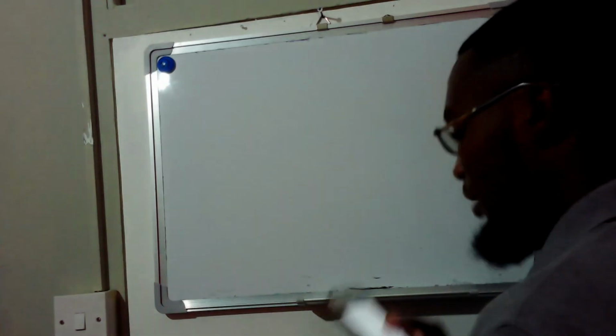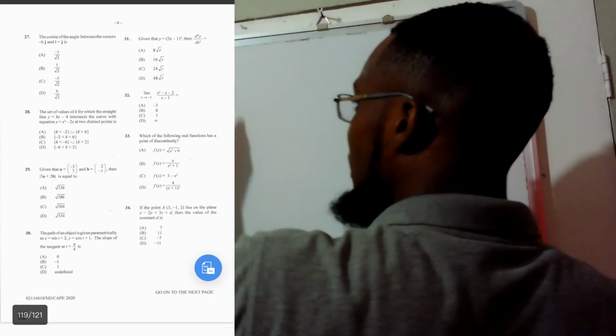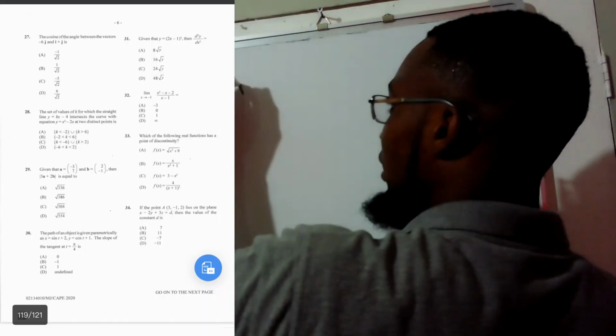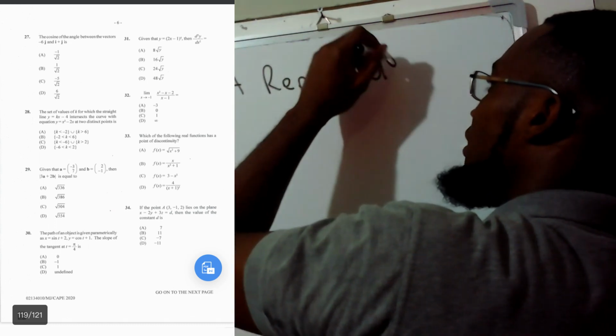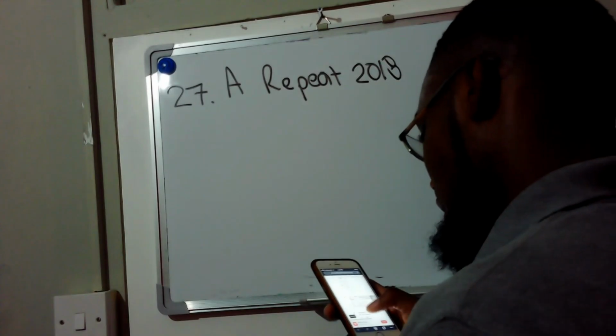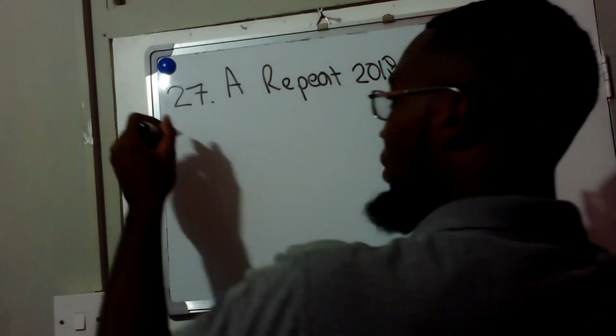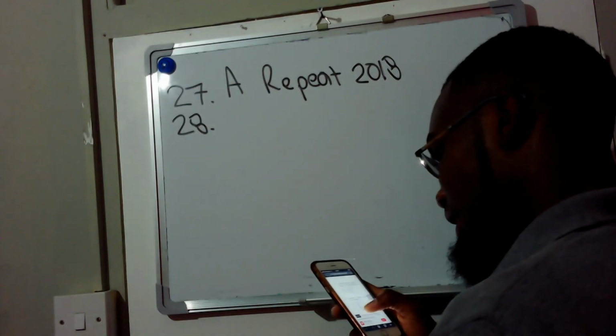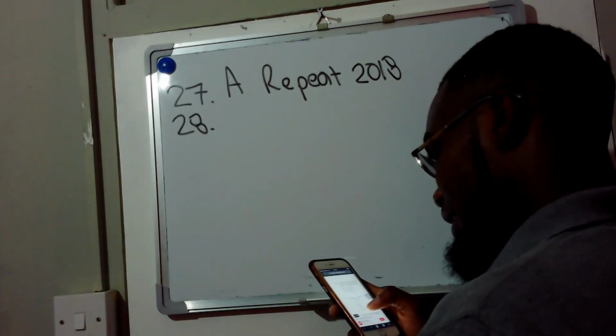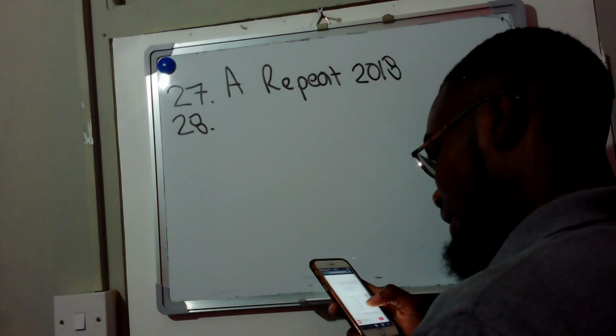Number 27 is a big repeat. 27 is option A. This is a repeat from 2018. Number 28 is option k is less than, was it minus 6?